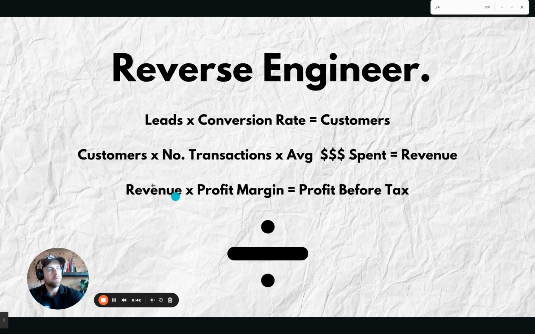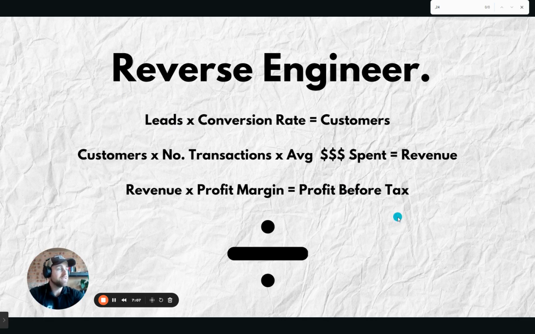Okay, this is what we have. This is what our revenue has to be. Revenue divided by average dollar spent divided by the number of transactions is, all right, the number of customers we need per year. The number of customers you need divided by your conversion rate will give you how many leads that you need.